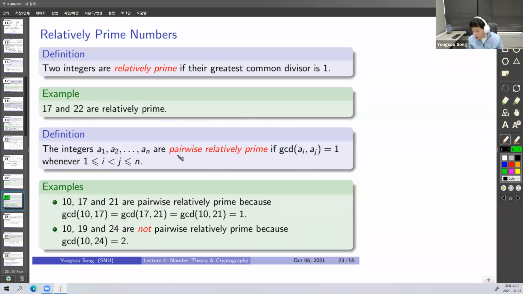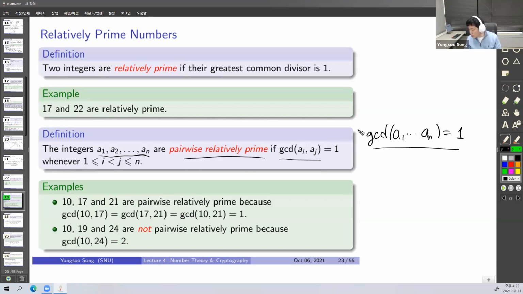And we also define that a sequence of integers a1 to an are pairwise relatively prime if GCD of ai and aj is 1 whenever i and j are different indexes between 1 and n. So just to be careful, this is not the same definition as the GCD condition. These are different conditions.